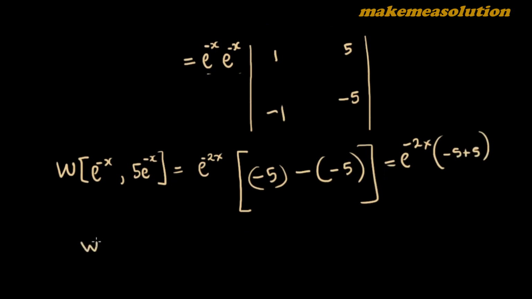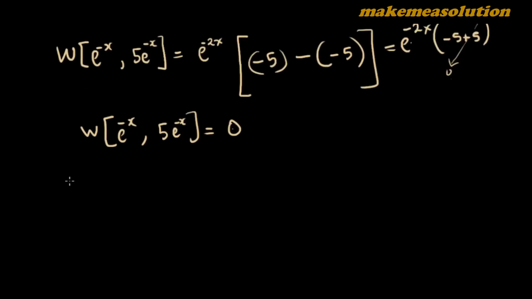Okay, so our Wronskian of exponential minus x and 5 exponential minus x is going to be what? 0, because this evaluates to 0, and 0 times exponential negative 2x is 0. So since the Wronskian is 0, we can say therefore exponential minus x and 5 exponential minus x are linearly dependent.